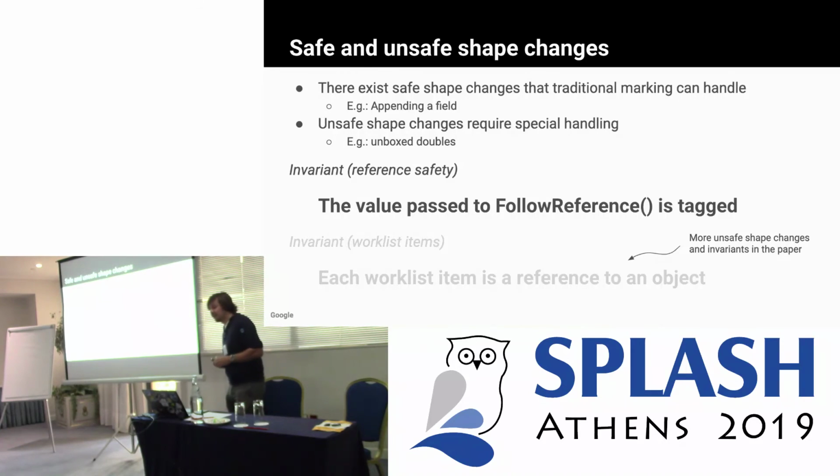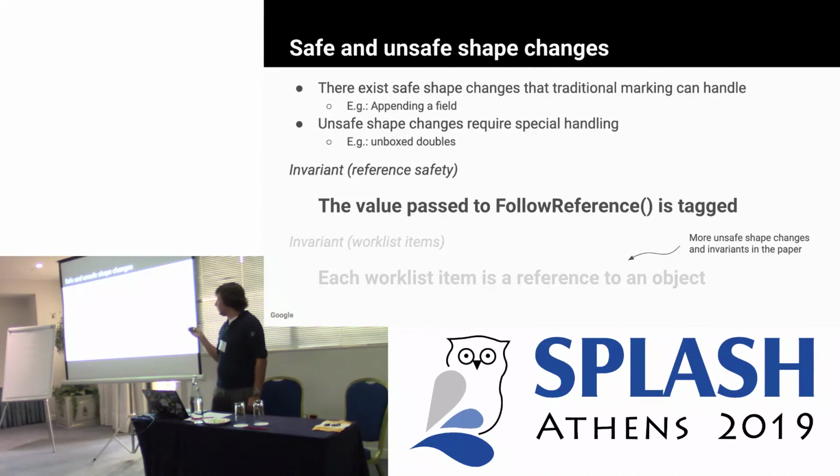There are unsafe shape changes though, and they usually require special handling. Unboxing doubles is one of those things, and unsafe usually means that the representation of the underlying raw field is changed. In the paper, we establish a few more invariants, one of which we call reference safety, which is important for us.